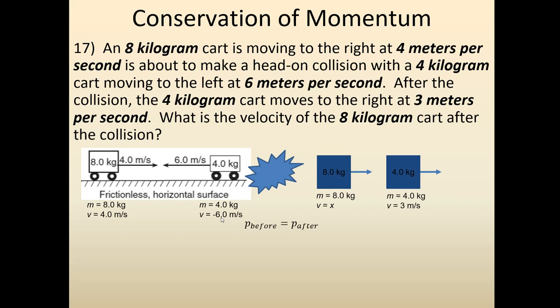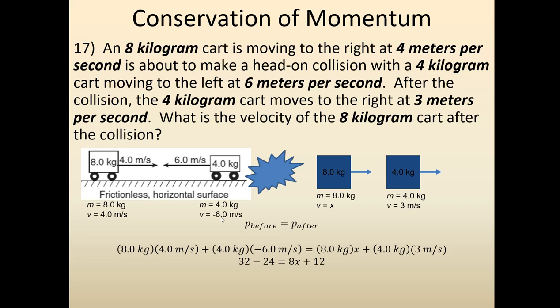You do p before equals p after. You multiply everything. 8 times 4 plus 4 times negative 6 equals 8 times x plus 4 times 3. Make sure to include your units. Clean it up a bit, so we end up getting 32 minus 24 equals 8x plus 12. Do some basic algebra again, and you end up getting negative 0.5 meters per second, which again, the negative tells me it's in the opposite direction of everything else, so it should be 0.5 meters per second to the left.